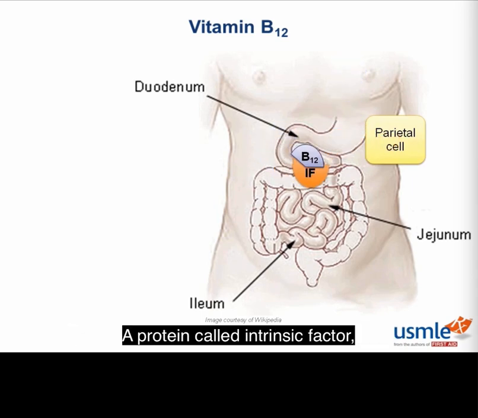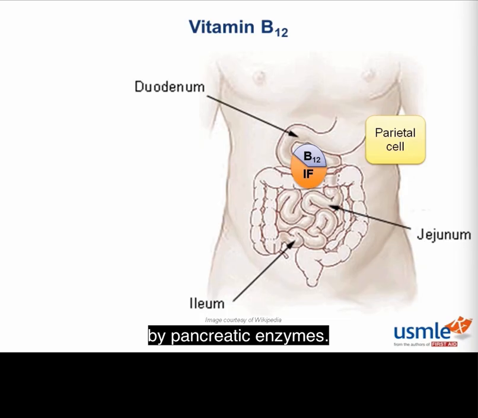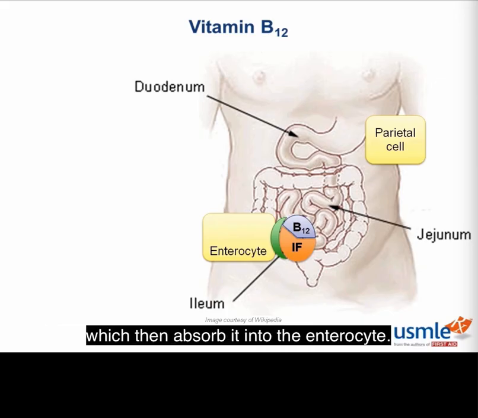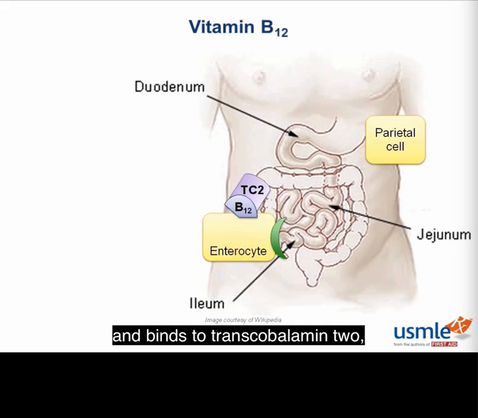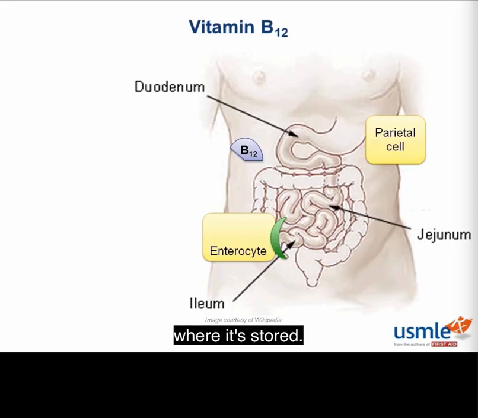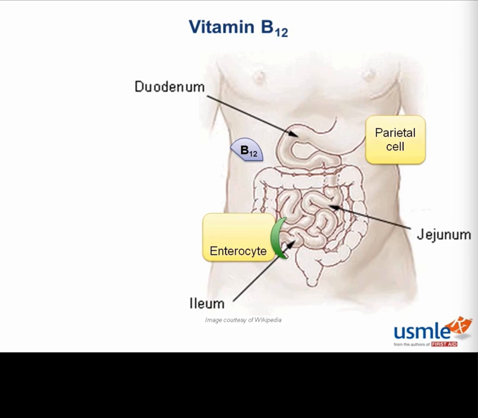A protein called intrinsic factor, which is secreted by gastric parietal cells, binds to B12 in the duodenum after it's been released from our protein by pancreatic enzymes. This intrinsic factor B12 complex binds to receptors in the distal ileum, which then absorb it into the enterocyte. Here, it loses intrinsic factor and binds to transcobalamin 2, which transports B12 through the bloodstream to the liver, where it's stored. Okay, so now that we have vitamin B12 stored, what do we need it for?